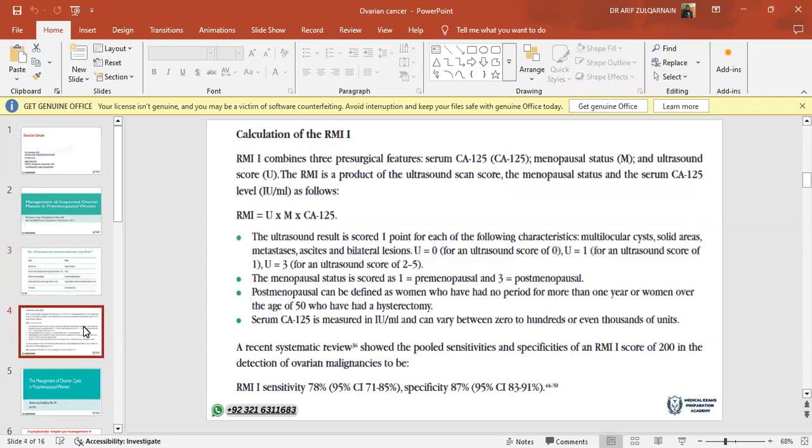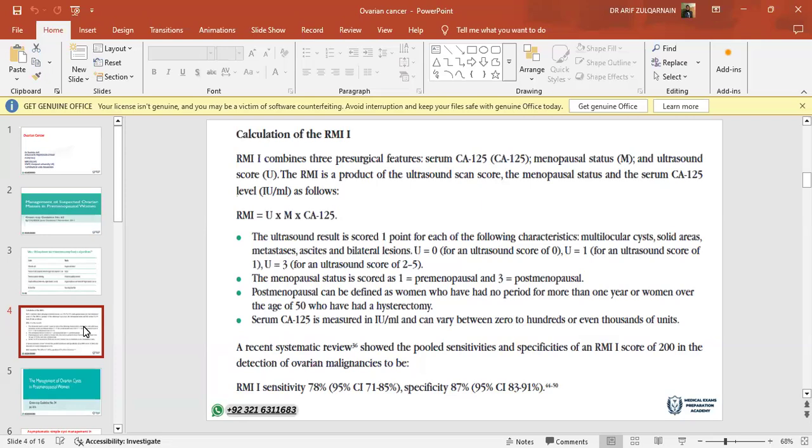Then the other thing is how we calculate the risk of malignancy index. The risk of malignancy index combines 3 features, that is serum CA-125, menopausal status, and the ultrasound score. And we calculate the risk of malignancy index by multiplying the ultrasound score with the menopausal status with the serum CA-125. And the ultrasound score is 1 to 5. Okay, and how do we score?